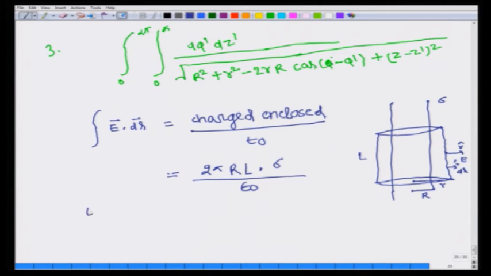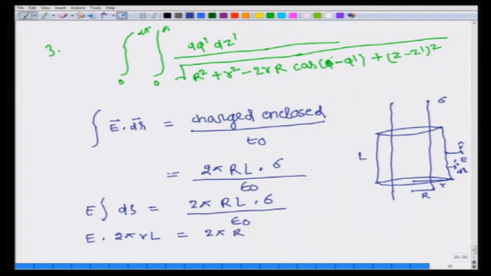So, because E is constant at every point, we can write this as E integral ds equal to 2 pi capital R into capital L into sigma over epsilon naught. So, ds is the surface area of the Gaussian surface, which is 2 pi small r into L, equal to 2 pi capital R into L sigma over epsilon naught.